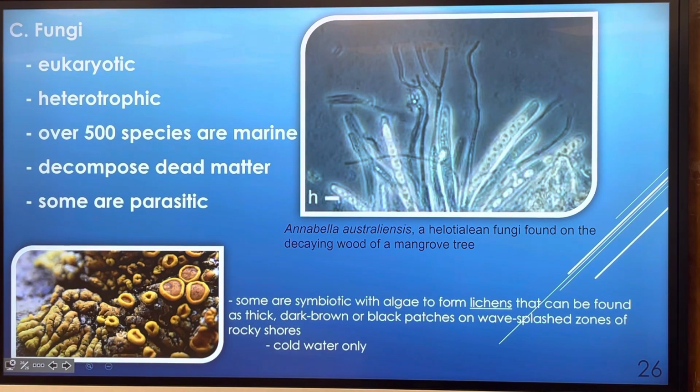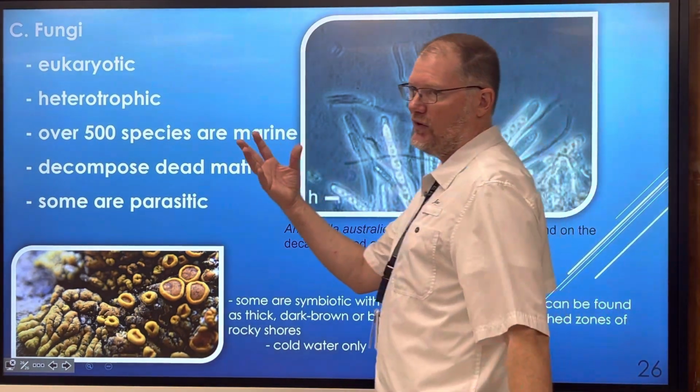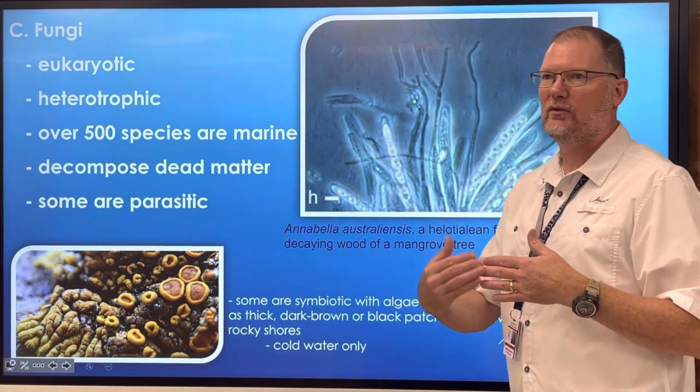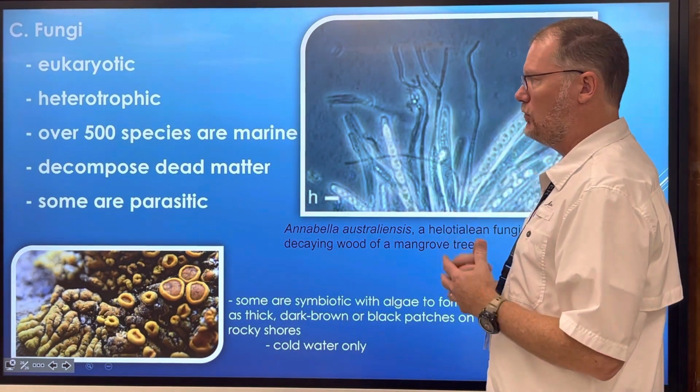And now we're going on to the fungi. So we've discussed the plant-like protists. We've discussed the animal-like protists. And now we're discussing the fungal-like protists. They are also eukaryotic, which means they have a nucleus in their cell. The DNA is bound by a nucleus. Heterotrophic, so they need to eat something else or use another living thing for their energy. They can't make their own food.